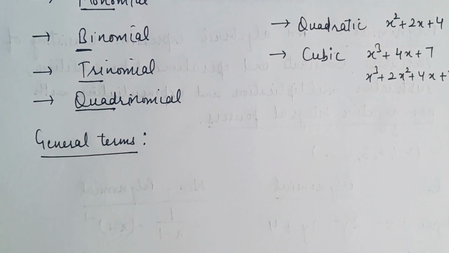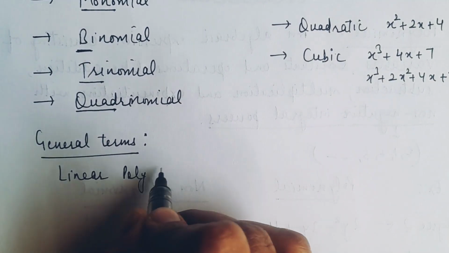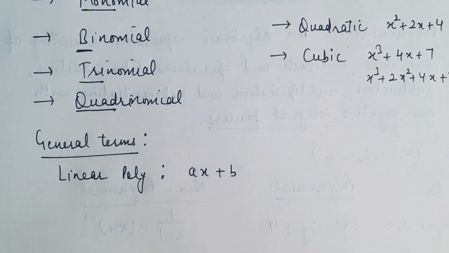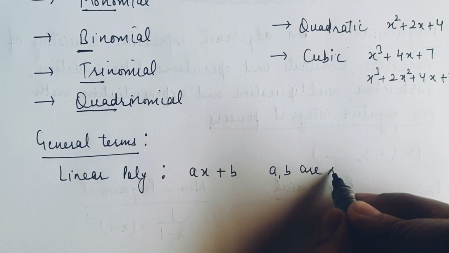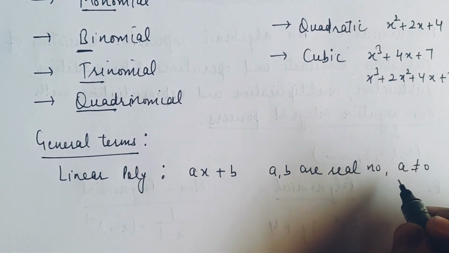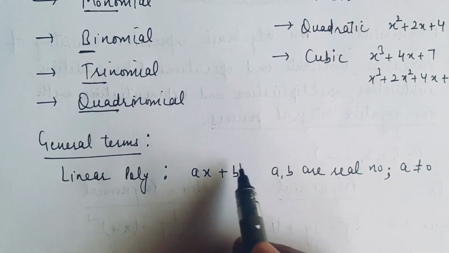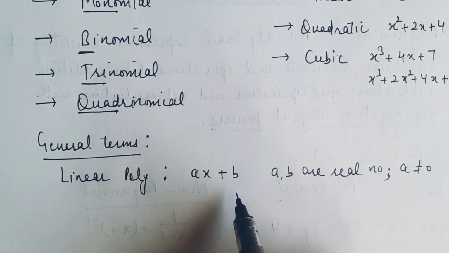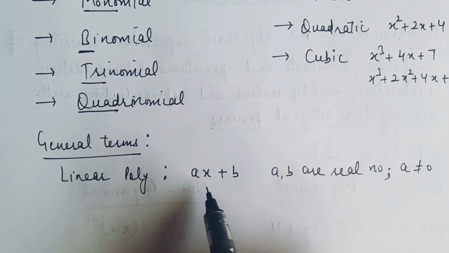The general term of the linear polynomial: because it is a linear polynomial, the highest power of that variable will be 1. So we write it as ax plus b, where a and b are real numbers and a should be non-zero. Why should a be non-zero? Because if a itself becomes 0, there will be only a constant term, so the highest power of the variable will be 0 only. Whereas in a linear polynomial the highest power should be 1, so a should be non-zero.